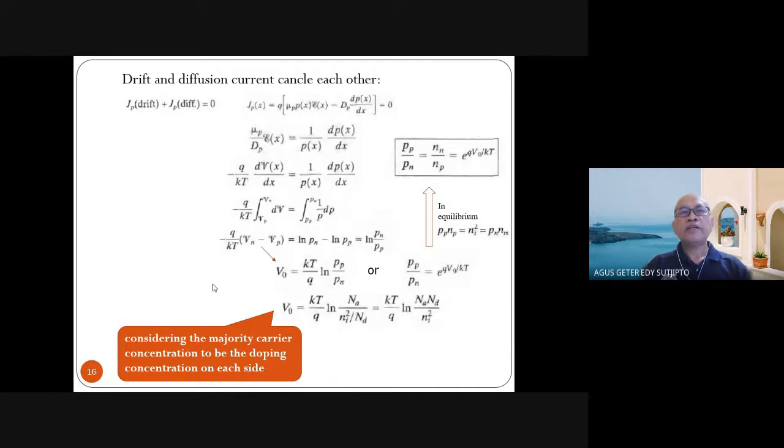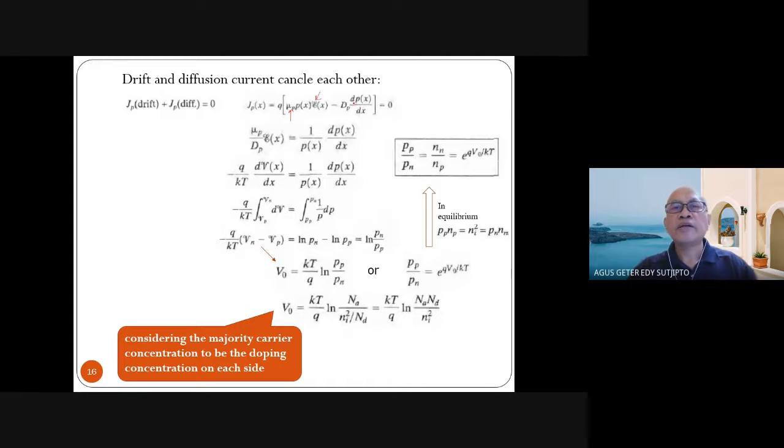Let's see in detail about the drift current and the diffusion current. They will be 0. The electric field will cause the mobility of the hole, the positive charge, to the right, for example. And then diffusivity will cause the penetration of the hole to the n type.